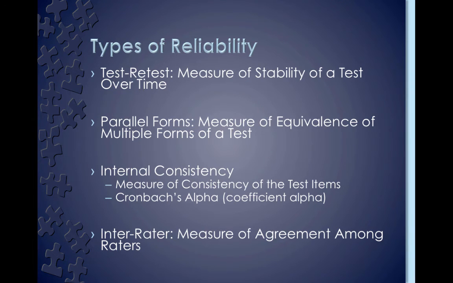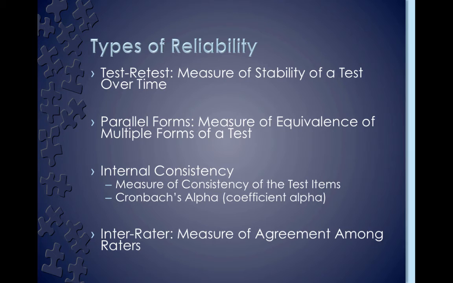And so, keeping this in mind, there are 4 different types of reliability in terms of how consistently our measurement tool, our instrument, measures what we want it to measure. So the first one, test-retest reliability. This is a measure of stability of the test over time.